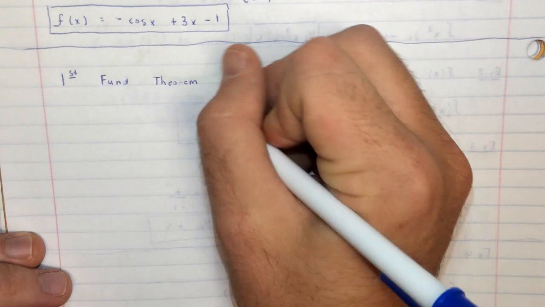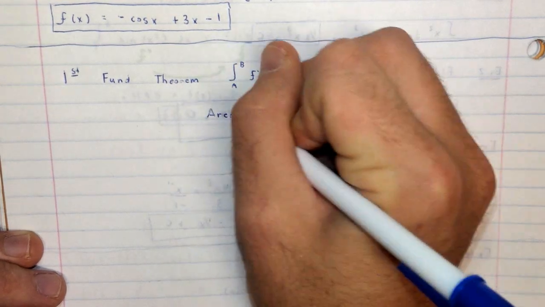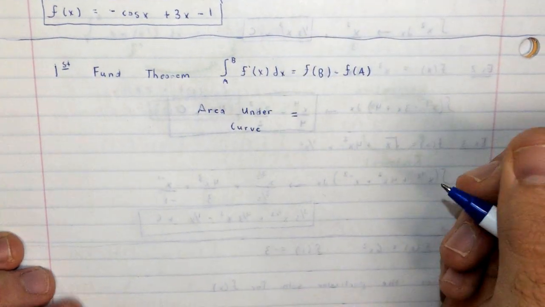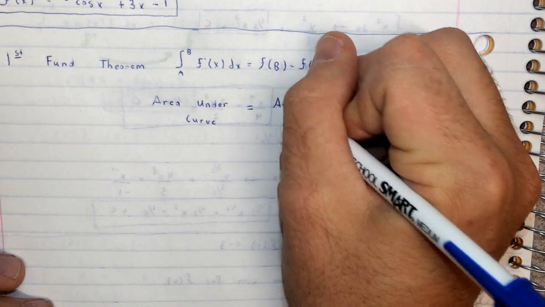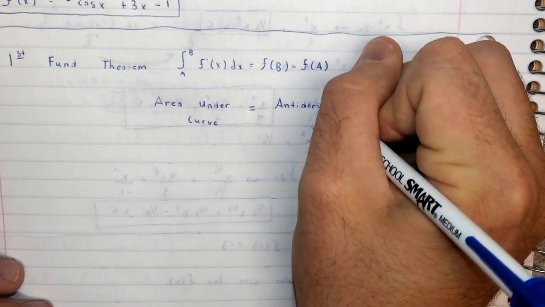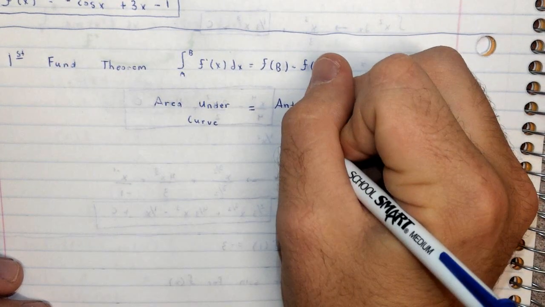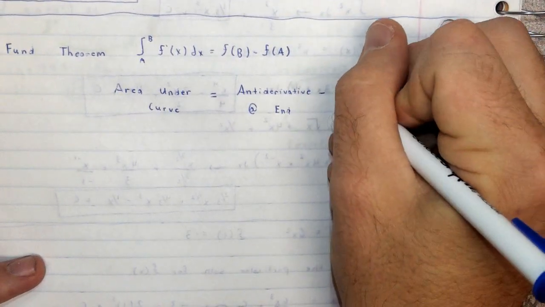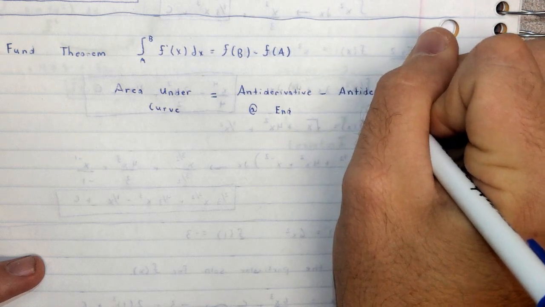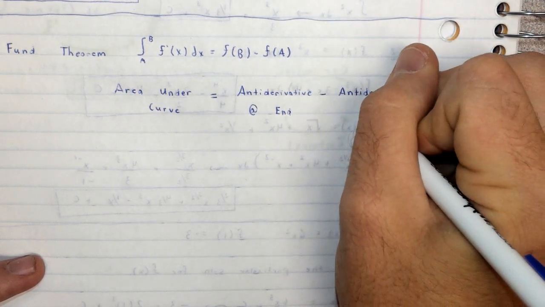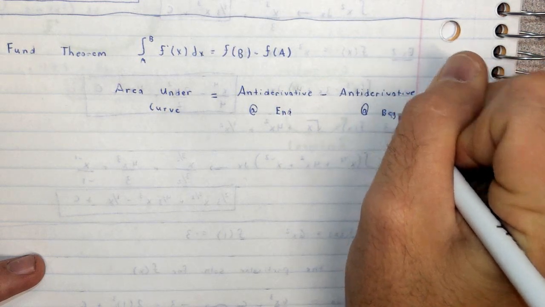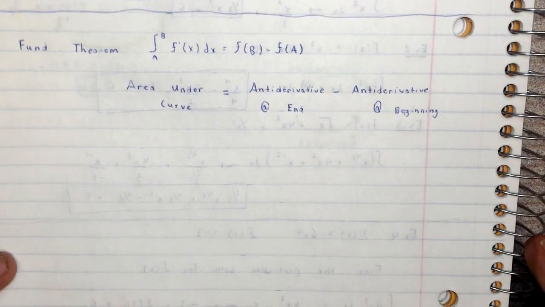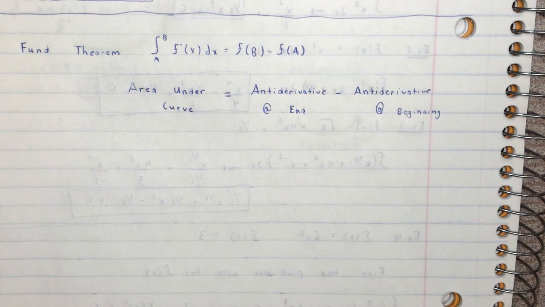So, let me put that in words. The area under a curve, that area underneath the curve, is going to be equal to the antiderivative of whatever that function is at the end, minus the antiderivative at the beginning. Does beginning have two ends? Yes. We got that one. That's what the fundamental theorem is saying.